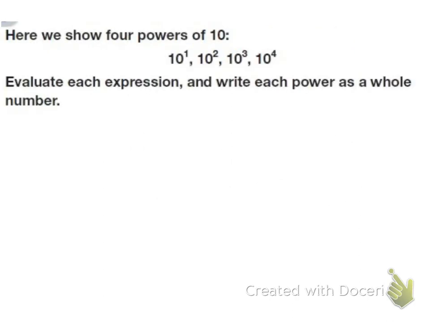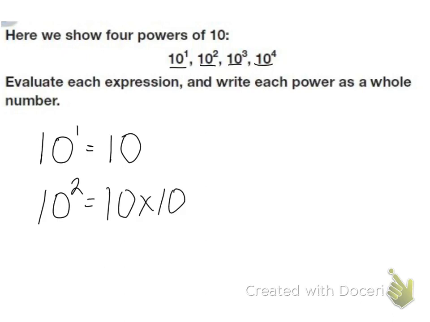So when we evaluate an expression, we're finding the value of it. Here are some powers of 10. We have 10 to the 1st power, 10 squared, 10 cubed, and 10 to the 4th power. When we evaluate each expression, we're going to write the power as a whole number. So 10 to the 1st power means there's only one 10, so it just equals 10. 10 to the 2nd power would be 10 times 10, which is equal to 100.